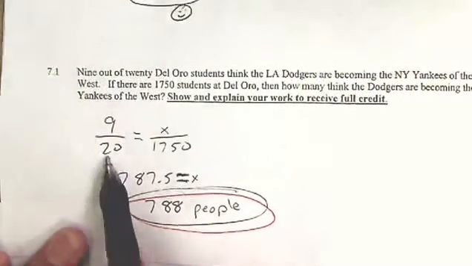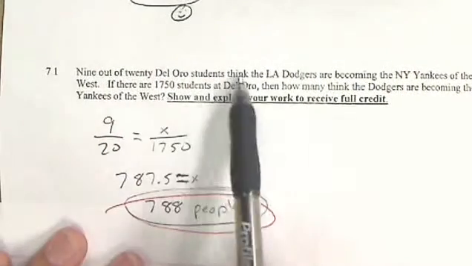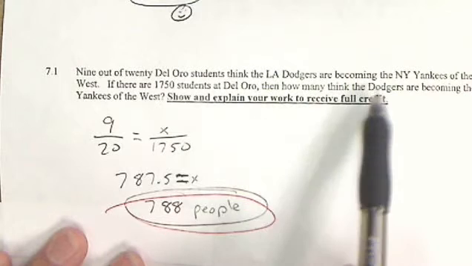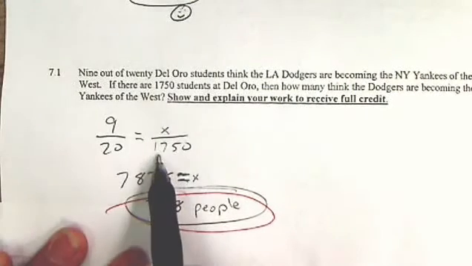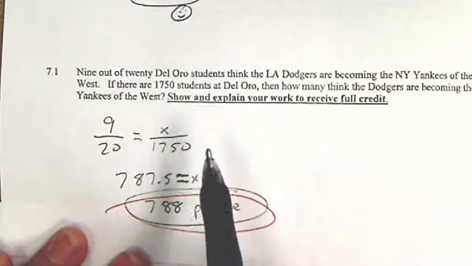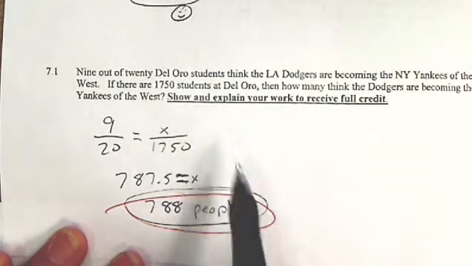9 out of 20. Think the LA Dodgers are becoming the New York Yankees of the West. So if there's 1,700 students there, how many are going to think that crazy thought?